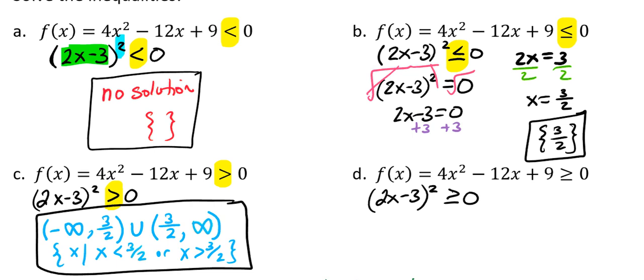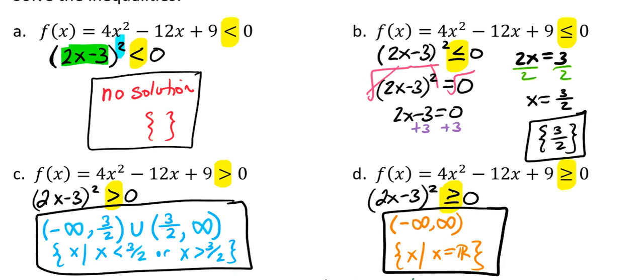On our last problem, we see that we have greater than or equal to 0. That means the 3 halves that we found in problem B is totally fine now. So we can have all real numbers be our solution. For interval notation, we could go from negative infinity all the way to positive infinity. For set notation, we could say x such that x equals all real numbers. And that's going to be our solution. So that's what it's talking about when you're looking for less than or equal to, greater than, and greater than or equal to.